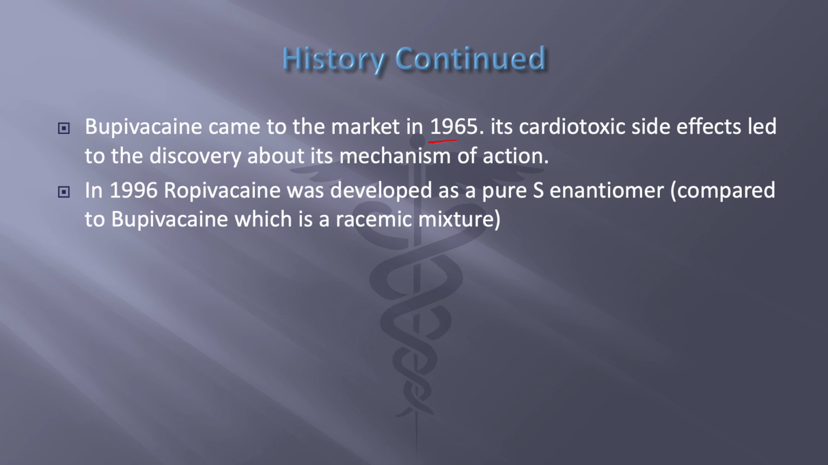Bupivacaine came to the market in 1965, and its cardiotoxic side effects also led to the discovery about its mechanism of action. Okay. In 1996, ropivacaine was developed as a pure S enantiomer, compared to bupivacaine, which is a racemic mixture. So, just a brief history there. Not going to be tested on any of this, but understanding where we came from with the history of these local anesthetics, I think, is important for your understanding of locals.